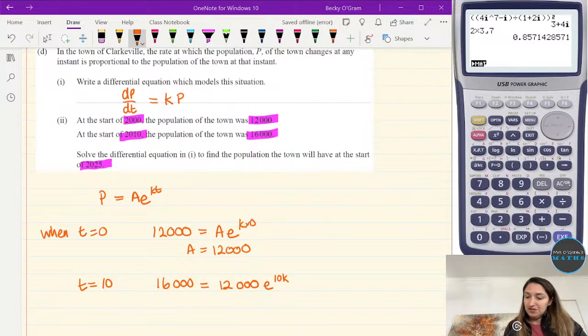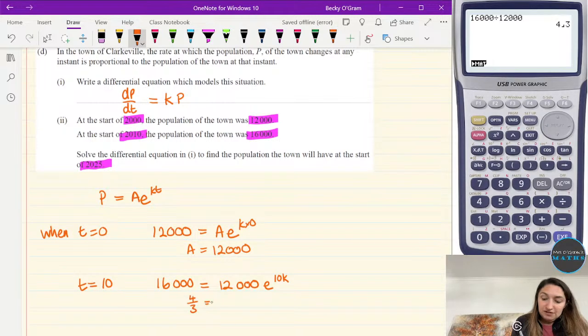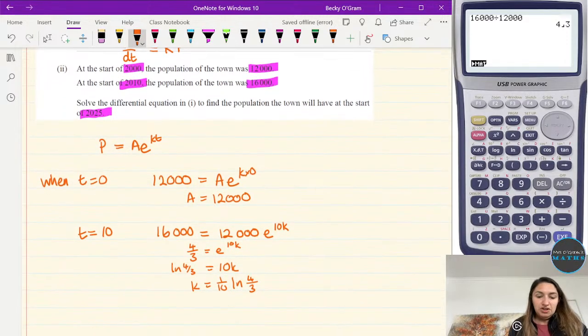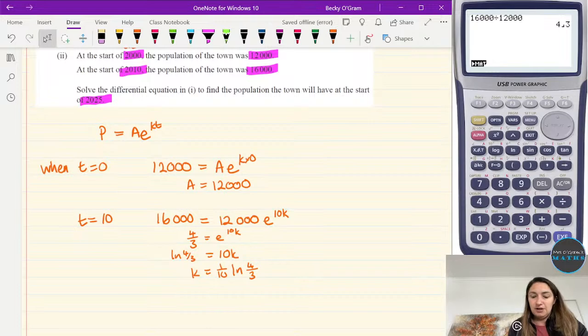So I'll just pop over to the calculator now. We'll do 16,000 divided by 12,000 is equal to 4/3. So 4/3 is e to the 10k. So if we take log of both sides, then log of 4/3 will equal 10k. So k is 1/10 times the log of 4/3. You can do it as a decimal. I prefer to leave it like that because that's kind of cleaner. You're not turning it into a rounded decimal instead.